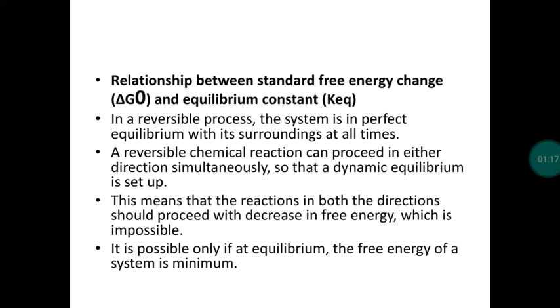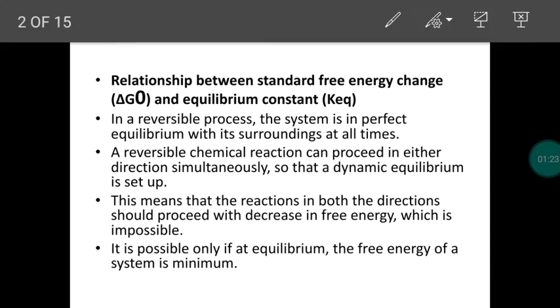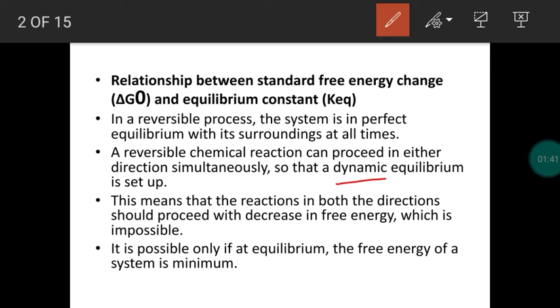Once a reversible process has reached equilibrium, the condition will be dynamic. It will reach a dynamic situation. Always the forward reaction and the reverse reaction are taking place simultaneously with equal rate. So it will reach the situation called dynamic equilibrium. You cannot separate the product as well as you cannot separate the reactant.